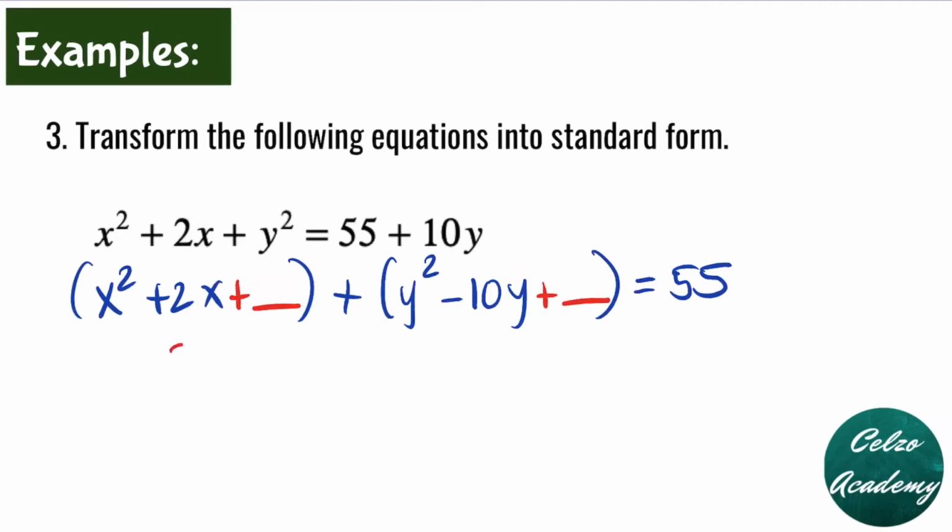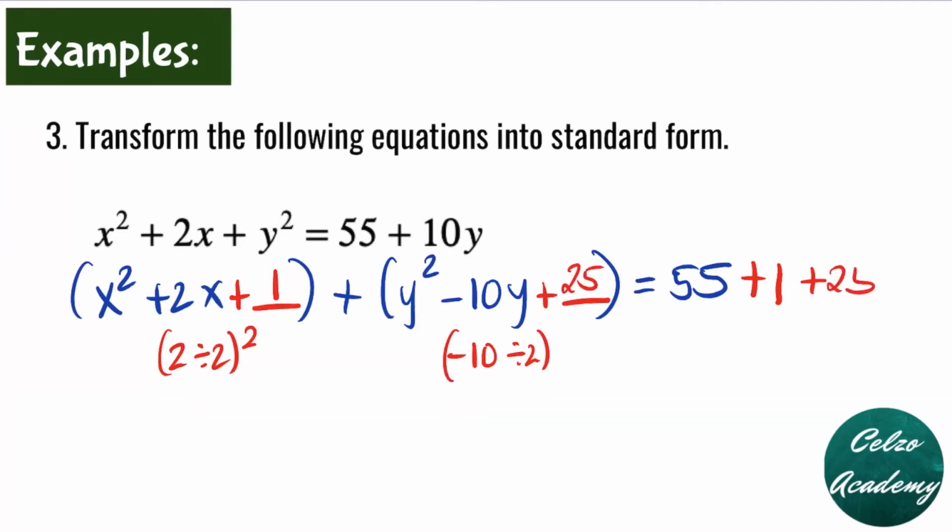We need to divide 2 by 2, which is 1, square it, that's 1. We also need to add 1 to the right side. The second group, we need to divide negative 10 by 2, which is negative 5, square negative 5, that is 25. So plus 25 as well.